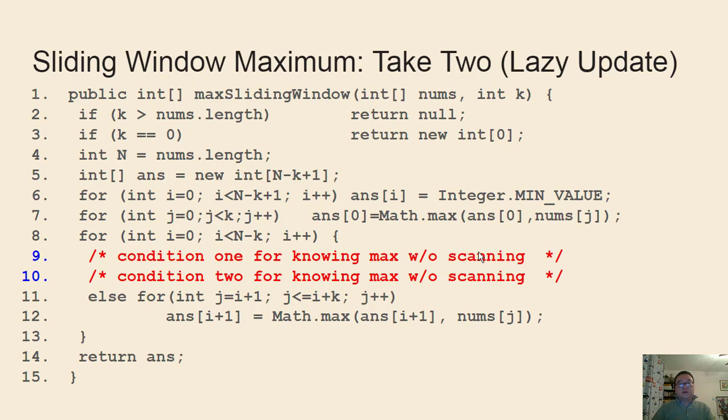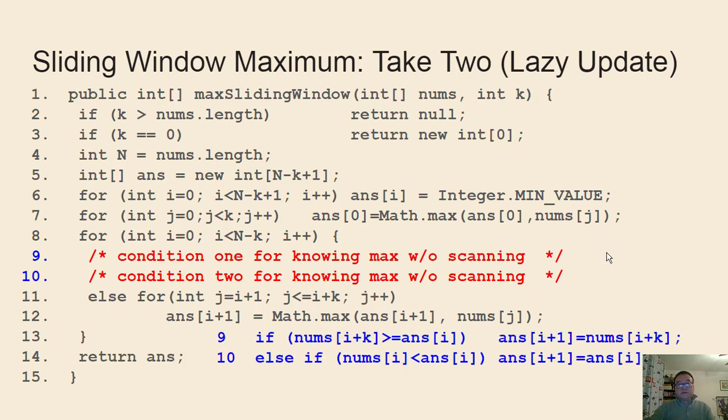That's pretty obvious. When that's not the case, and the value we are getting rid of, the value that slides out of the window, is not the same as the max, then the max doesn't change. Because we know the max value is in the window, and the value that just left is not it, it must have been a smaller value. So the max of the window is the same.